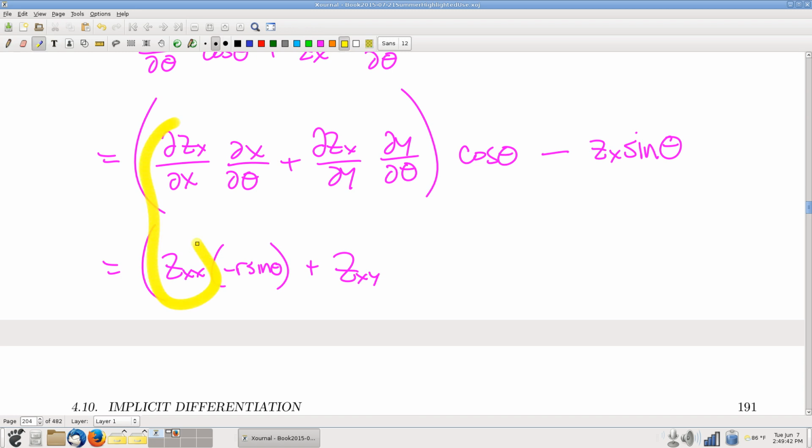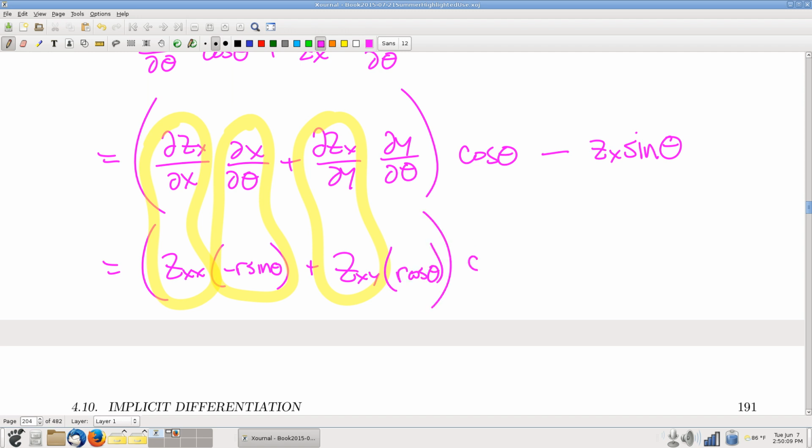Reminder of where we were. Now we've got to take the partial of y with respect to theta. Y is r sine theta, so that gives me r cosine theta. Don't forget that's being multiplied by cosine theta. And don't forget that extra term over there.